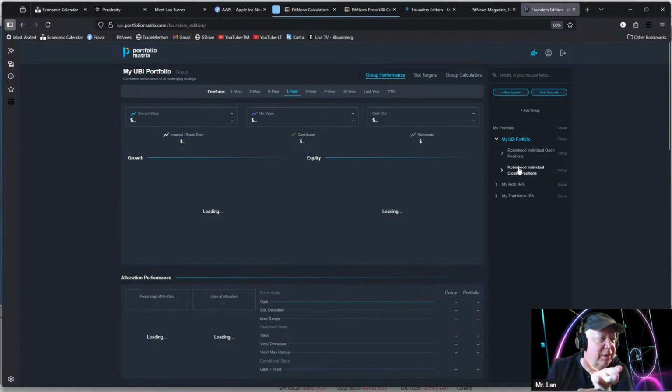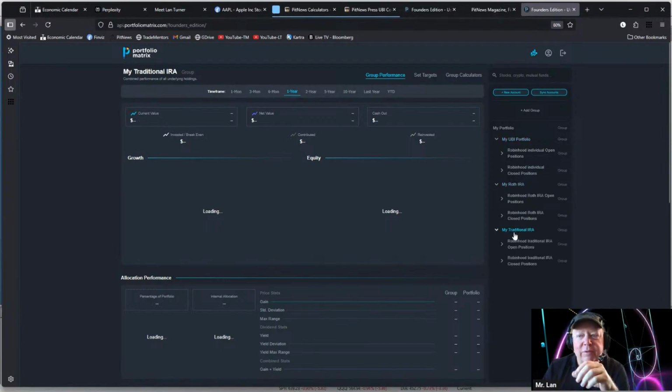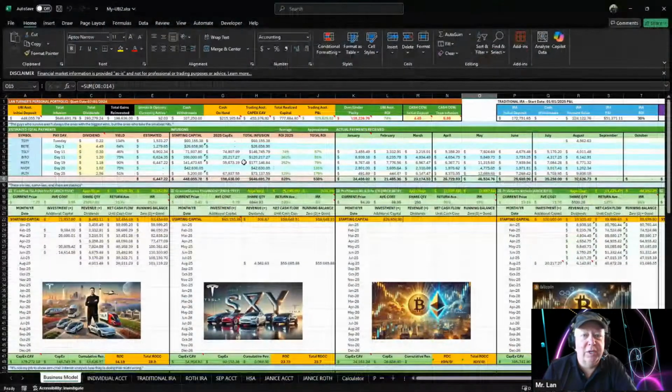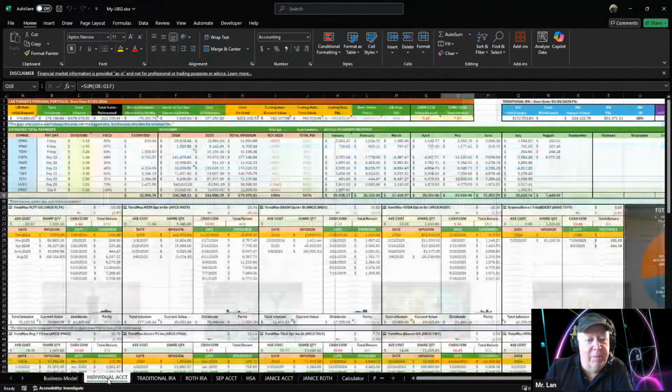All right. So over here in my portfolio, I have my UBI portfolio, which is the one that you just saw me pull up in the spreadsheet. The problem is that you have to have a spreadsheet for every one of these. You have to have my UBI, you have to have one for my Roth, and you have to have one for my traditional IRA. And see how I have each one of these in here. That means I would have to have, and I do, a spreadsheet for each one, and you're going to have to maintain each one.